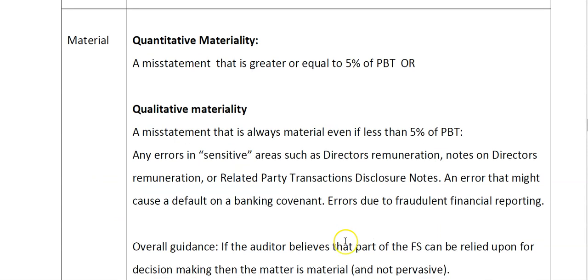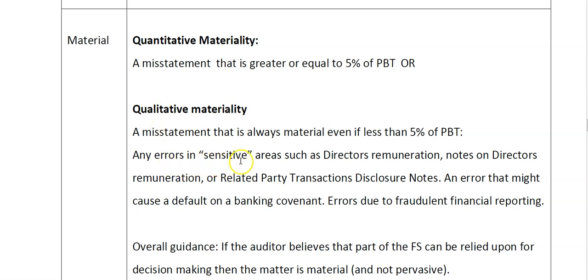So we're saying something is material if an error or misstatement is material. That could be an error in the income statement, balance sheet, or the notes to the financial statements that's greater than or equal to 5% of PBT. Sometimes an issue can be less than 5% of the profit before tax, and it can still be counted as material, and that's due to its nature. That's called qualitative materiality.